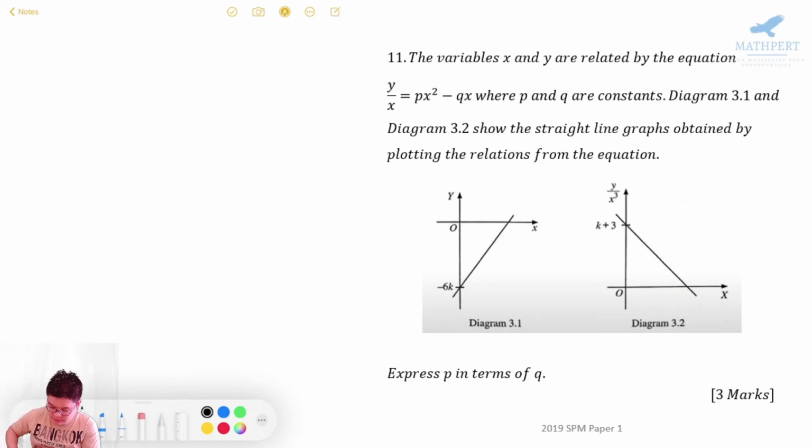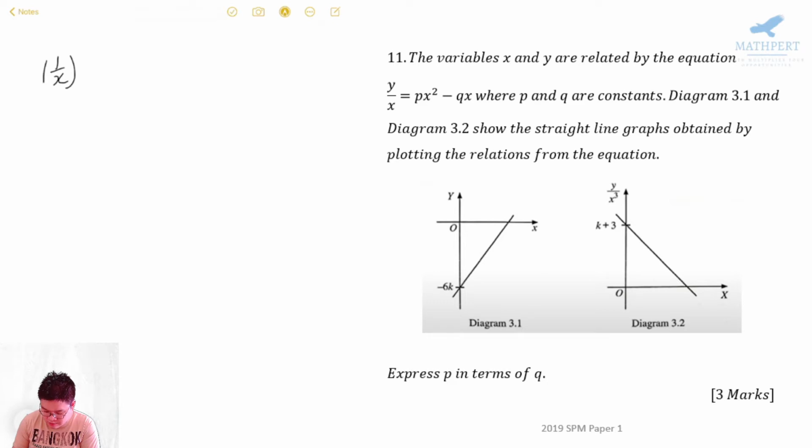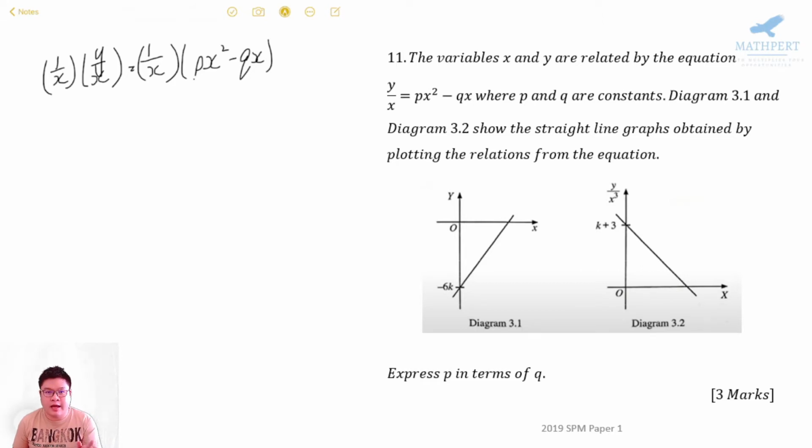Then we will get 1 over x multiply y over x equals to 1 over x multiply px squared minus qx. Both sides multiply 1 over x, so it is still equal to the original equation. When I multiply 1 over x on the left-hand side, what do we get? I'll get y over x squared equals to px minus q. So this is the linear equation for diagram 3.1.